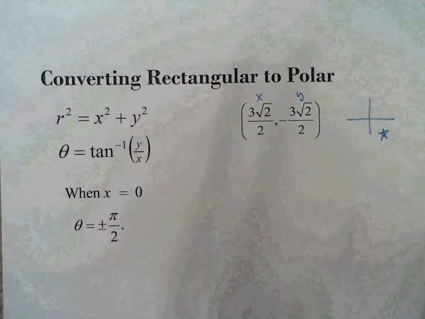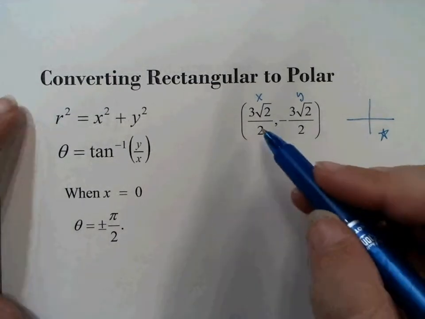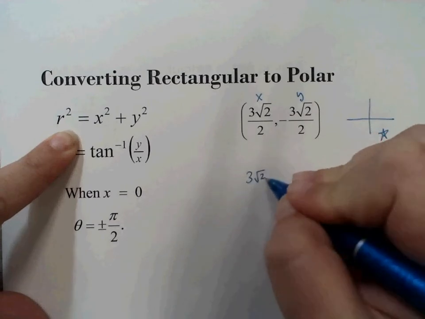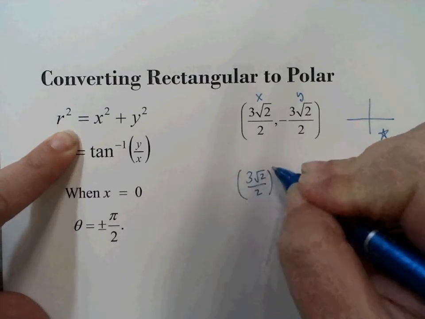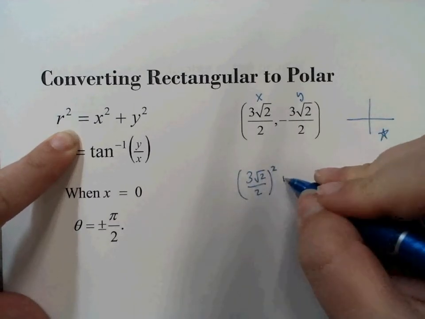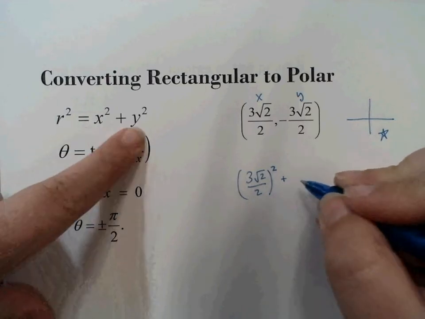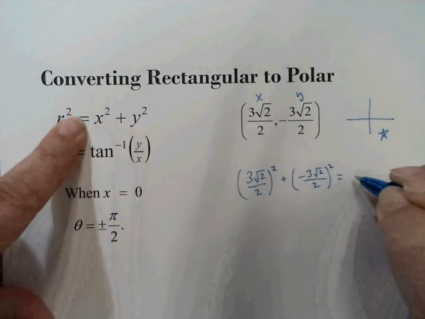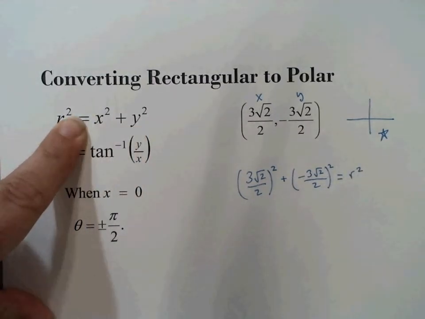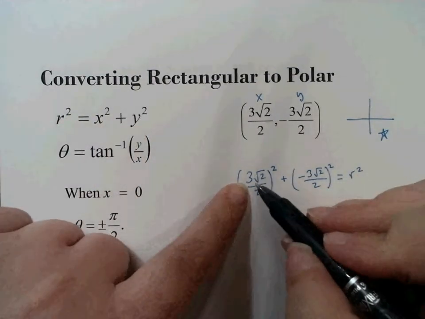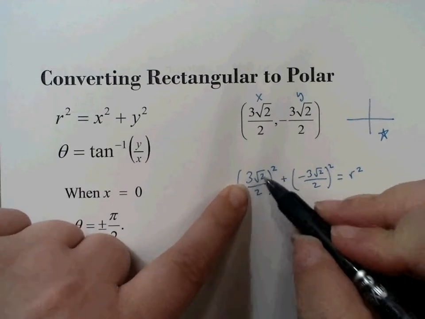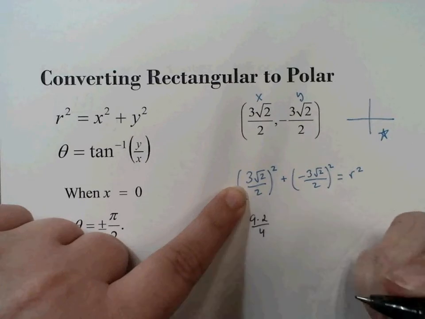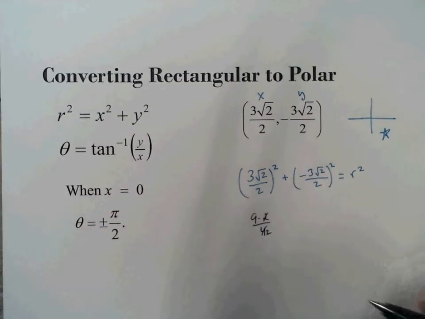Okay? All right. So if I have an x and a y and I want the r, then I'm going to use this Pythagorean relationship. 3 square root of 2 over 2 squared, plus, so I've got the x squared plus the y squared, negative 3 square root of 2 over 2 squared equals the radius squared. Or you could say radius equals the plus or minus square root, but whatever. So I've got 3 squared, square root of 2 squared, 2 squared. I've got 9 times 2 divided by 4. Cool? Or 9 halves.